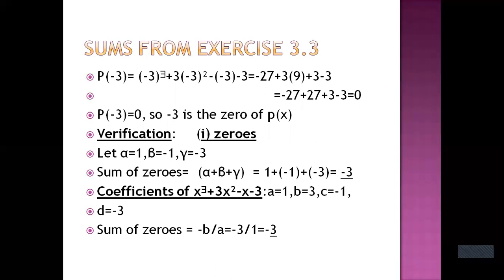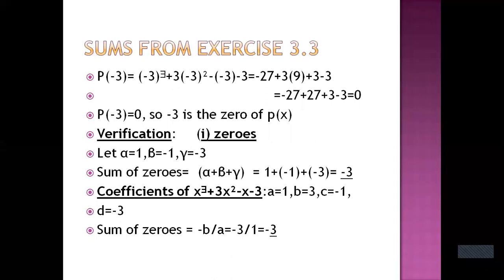So here we verified that 1, minus 1 and minus 3 are the zeros of the given polynomial, that is P of x. Now how to verify the relationship between the zeros as well as the coefficients of the given polynomial? Let us take now. Already we have been given the zeros as 1, minus 1 and minus 3. We'll assume those as alpha, that is alpha is equal to 1, beta is equal to minus 1 and gamma is equal to minus 3.